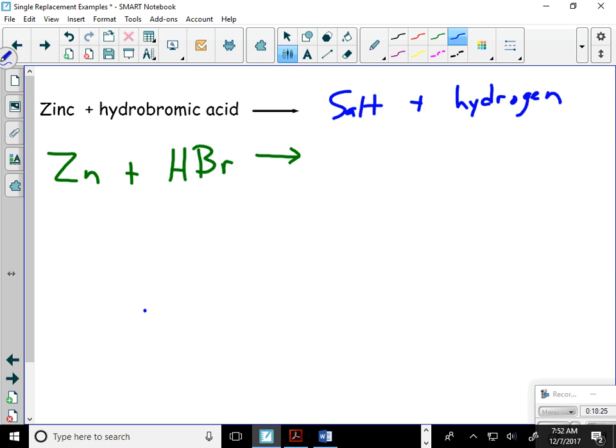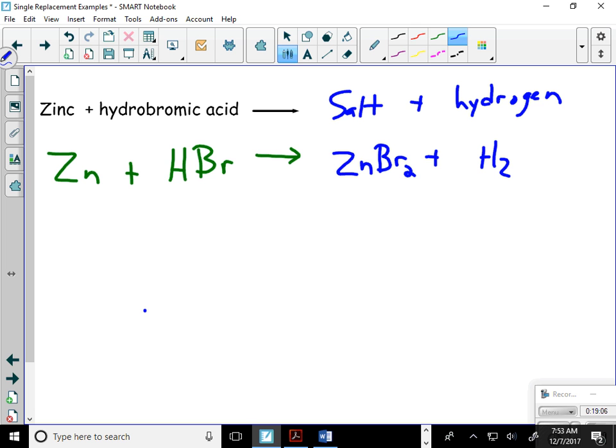So my salt is going to be what? What's the name of my salt? Zinc bromide, because my zinc's going to replace the hydrogen. Zinc is a 2 plus, bromine is a 1 minus. Zinc bromide. Look at that crud. Zinc bromide and hydrogen. Remember, hydrogen's a super 7 again, so it's diatomic.